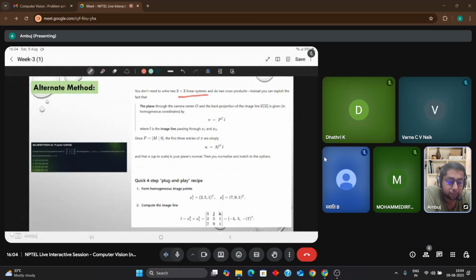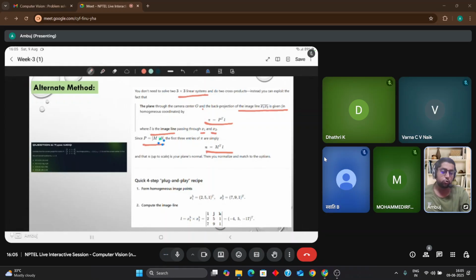Using the cross product, the plane through the camera center O and the back-propagation of the image line x1 x2 is given by pi equal to P transpose multiplied by L, where L is the image line passing through x1 and x2. Since P is [M | 0], the first three entries of pi are simply n equal to M transpose L.